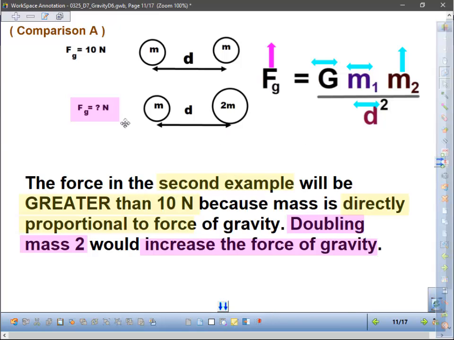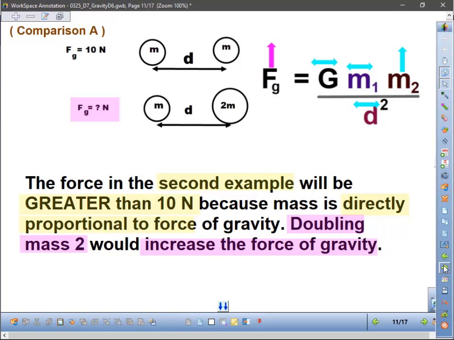The force in the second example will be greater than 10 newtons because mass is directly proportional to force of gravity. Doubling the mass too would increase the force of gravity, right? Because since mass is directly proportional, making this bigger also makes this bigger. Remember, directly proportional means they move in the same direction. More mass means more force of gravity.